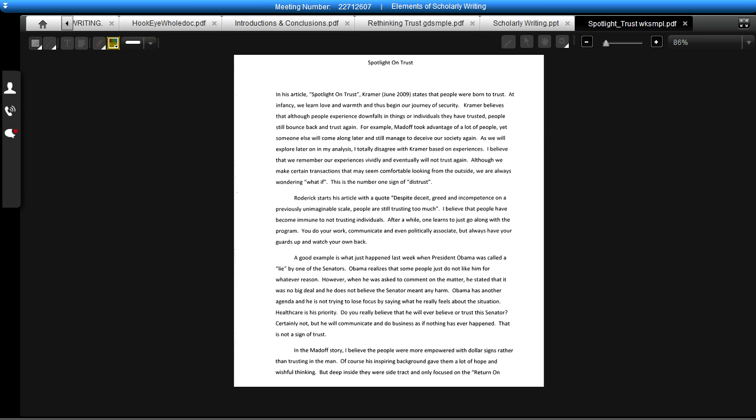Good. And there's no flow between the first paragraph and any of the paragraphs. I don't know where he's going from the last sentence in the first paragraph, "there is one sign of distrust," and then we go straight into Roderick. What is that tie there? How did you jump from there to there? Good. We don't see a sense of direction.